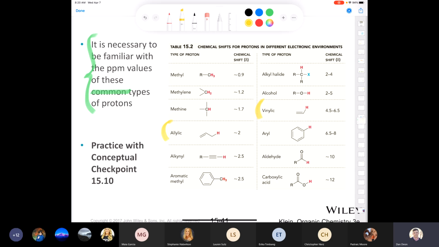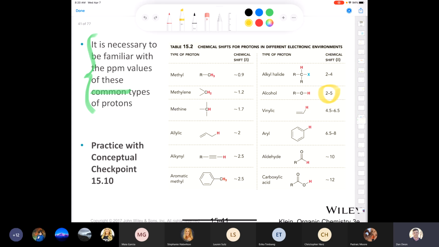How the electrons circulate in the pi bond of a vinyl group or an allyl group or an alkynyl or whatever, it's not covered in our textbook, so I'm not going to go over it, but I'll just kind of mention it. Again, you have to be familiar with those values.